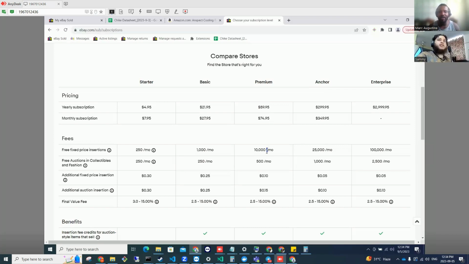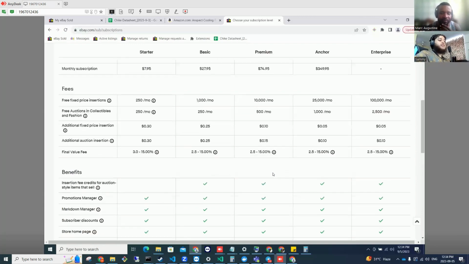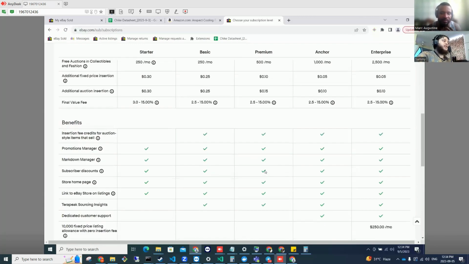Don't make the same mistake I did. It also charges you 10 cents for the extra listings as opposed to 25 cents. But if you have a premium, I don't suggest going over 10,000 listings either. Right, exactly. I think that's all that needs to be said.